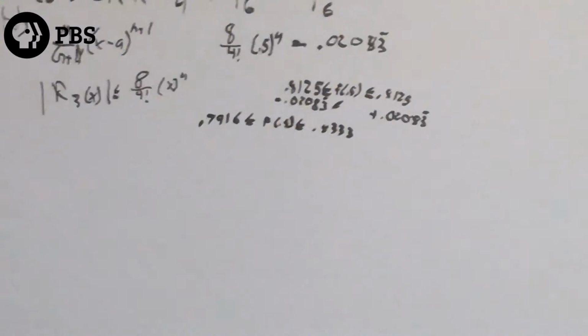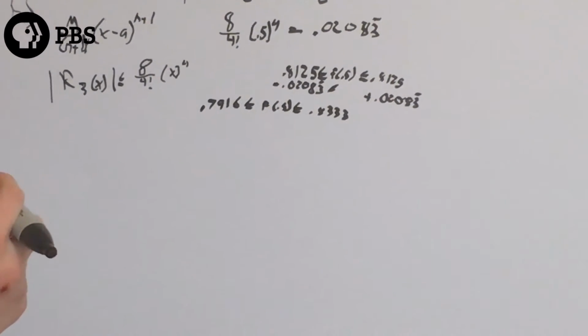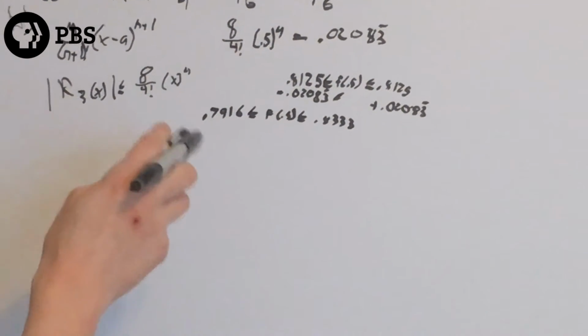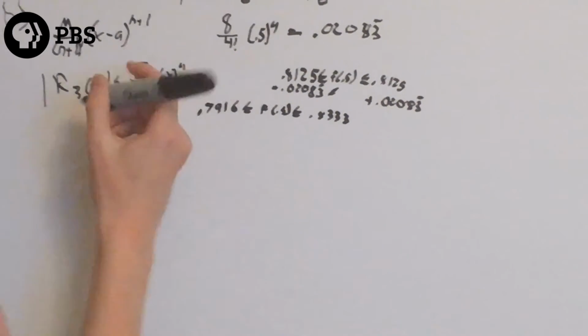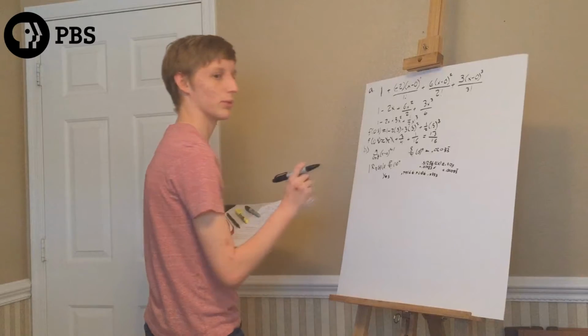So we look at part B. It asks us to determine if f of 0.5 could be 0.8. And looking at the error bound, we can determine that because 0.8 is between 0.7916 and 0.8333, yes, f of 0.5 could equal 0.8.